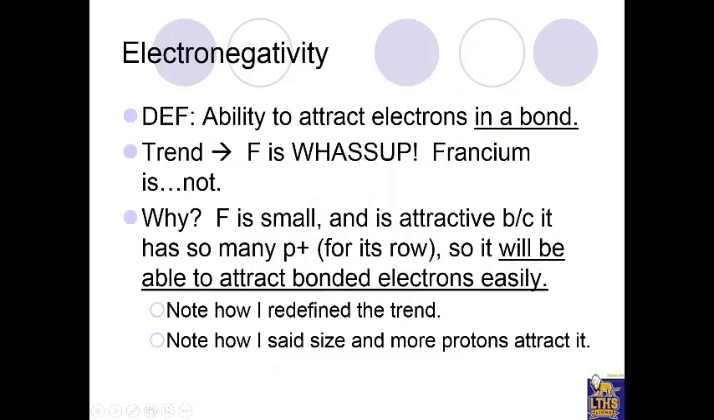All right, so here is a vocabulary word. Electronegativity. Oh my gosh, can I say it? Electronegativity. What is the definition? Write this down. Electronegativity is the ability to attract electrons in a bond. So the only time you can measure electronegativity is if elements form a bond. So here's the trend. F, or fluorine, is a what's up of the periodic table for electronegativity. Francium is not. So let's see where they are in the periodic table.